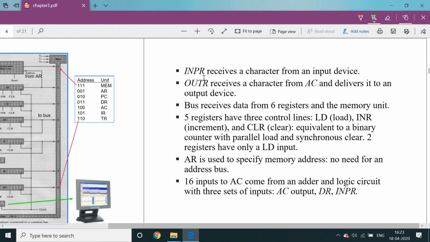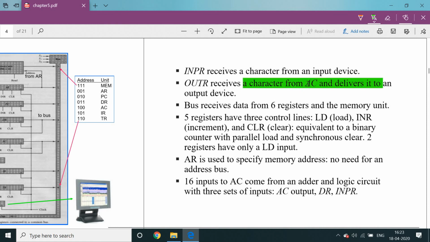Here the input register receives a character from the input devices, and the output register receives a character from the accumulator and delivers it to the output devices. The bus receives data from the 6 registers and the memory unit. 5 registers have 3 control lines, load, INR and clear, equivalent to a binary counter with parallel load and synchronous clear. 2 registers have only an LD input, that is, the load input.